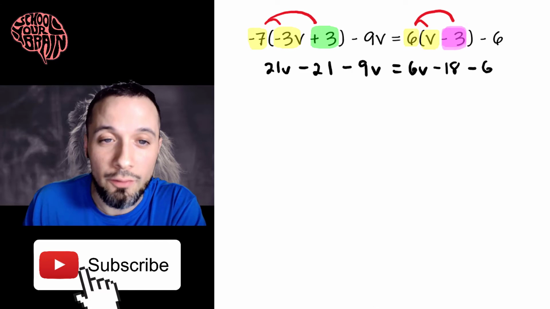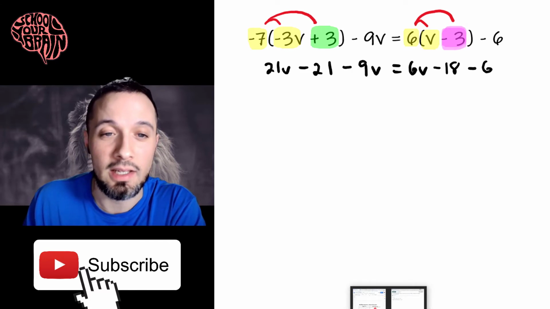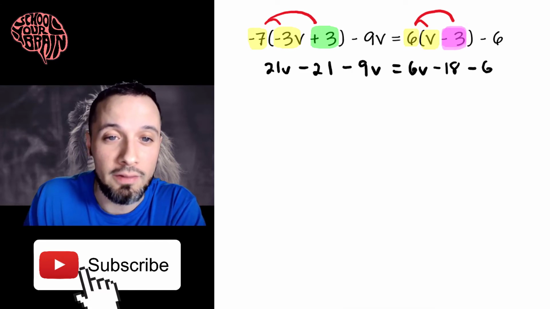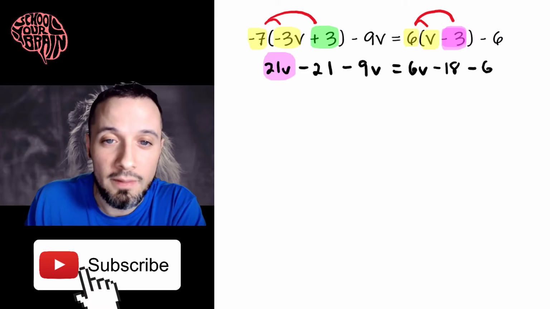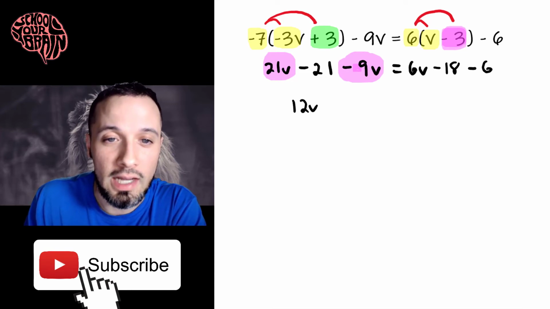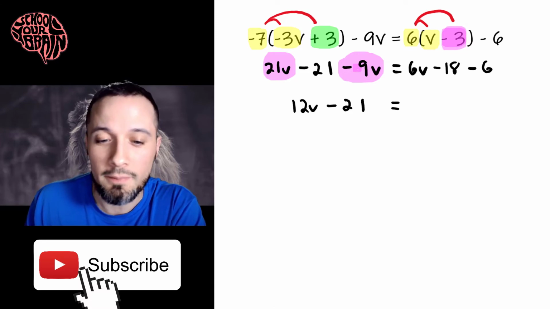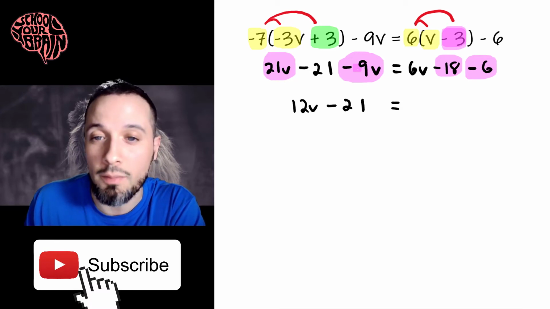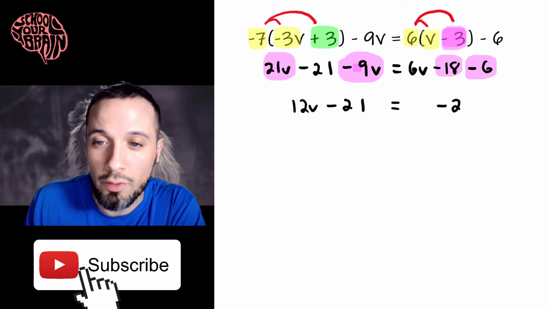Step 2, what I look for is like terms on the same side. In this case, I can see we have 21v and -9v. I got to combine those two amounts. And that's going to give me 12v. And I bring down the -21 because that's left over. Bring down my equal sign. And then we have, on the other side, like terms are -18 and -6. If I were to combine those two together, I'm going to get -24. And I'll bring down my 6v.